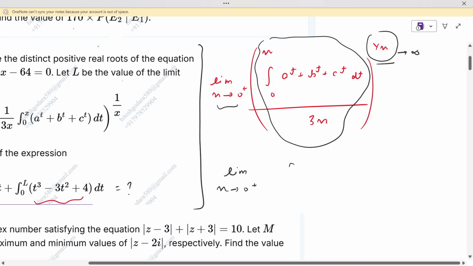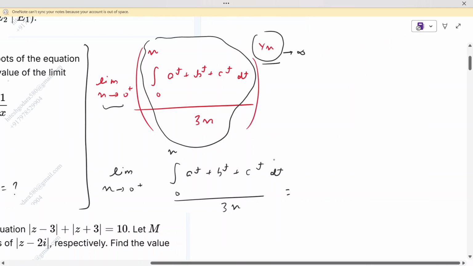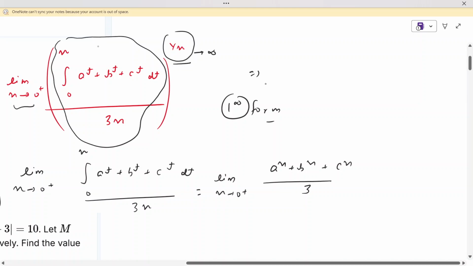Limit as x tends to 0 plus of the integral from 0 to x of a^t plus b^t plus c^t dt upon 3x. Now, you can differentiate also, using L'Hôpital's rule. It will be a^x plus b^x plus c^x over 3, and the limit is 0 plus. That is one only. It is the 1 to the infinity form, no?